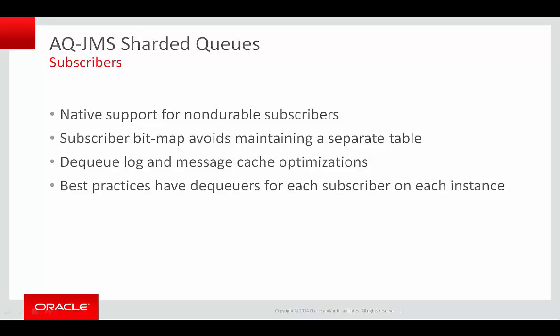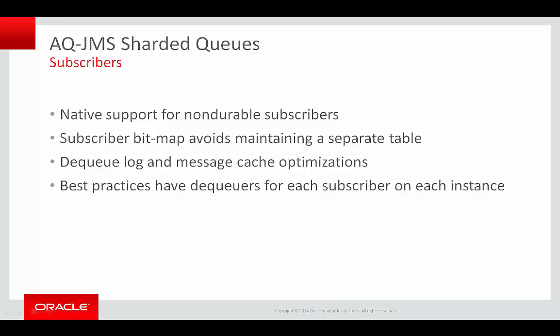Sharded queues try to absolutely minimize the amount of overhead necessary to maintain subscriber information. First, we provide native support for non-durable subscribers. In addition, we have an in-memory subscriber bitmap and on-disk bitmap that avoids maintaining a separate table for the subscribers. We also have intelligent use of a DQ log and message cache operations that absolutely minimize the amount of SQL that needs to be done. As a result, things are a lot more efficient for sharded queues than non-sharded queues, and you can handle a whole lot more subscribers.